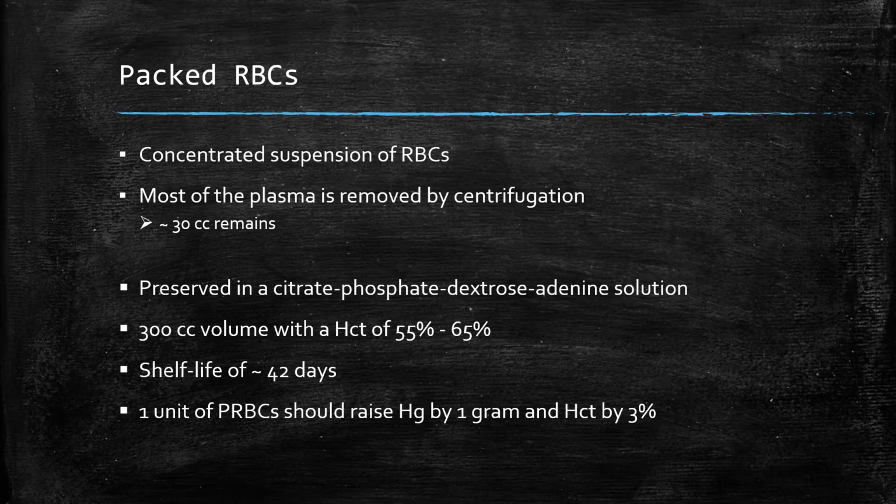These cells are then mixed in a preservative solution, and so we finally end up with a unit of blood consisting of 300 cc's of volume with a hematocrit somewhere between 55 to 65%. These packed cells can sit on the shelf for a long time. They have a shelf life of approximately 42 days. And every unit of packed cells should raise the hemoglobin by 1 gram or the hematocrit by 3%.